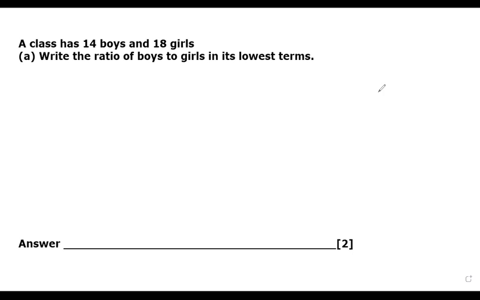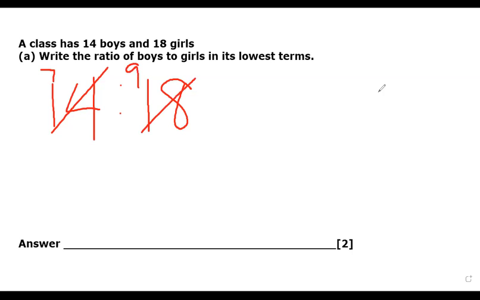So we know we have 14 boys, and it does say write the ratio of boys to girls. So boys would come first. So our ratio is 14. Remember, we have a colon in between. Girls is 18. And it says in the lowest terms, so we can simplify these. What factor is common to both 14 and 18? We have 2. So 2 goes into 14 7 times, 2 goes into 18 9 times. So our ratio is 7 to 9.